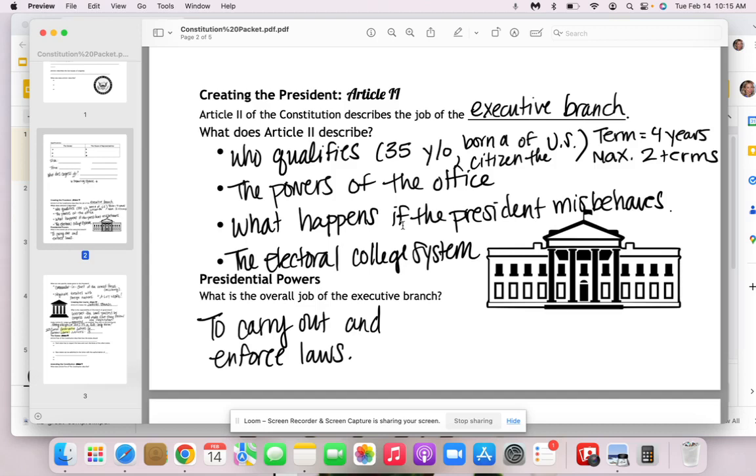The term for a presidency is 4 years, and the Constitution was amended so that only one person can serve 2 terms as president for a total of 8 years. It also lists the powers of the office of the president. It also lists what happens if a president misbehaves. And so this is the impeachment process. We'll kind of get into that a little bit more in the coming weeks.